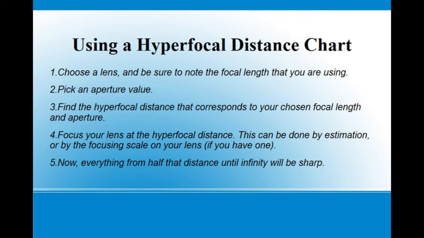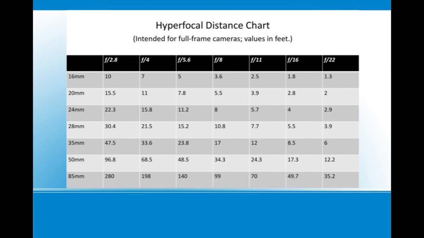Now everything from half the hyperfocal distance to infinity should be sharp. So let's say we're shooting with a 50 millimeter focal length. Look at 50, and then you go across and you've got the hyperfocal distance for all the apertures underneath. So let's say it's bright out, we're going to shoot at f16. Our hyperfocal distance would be about 17 and 1/3 feet or so. What that would mean is anything from about half of 17 feet, so about 8 feet, to infinity should be in focus.